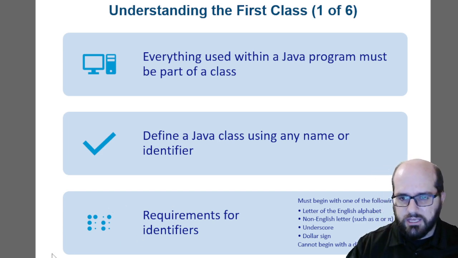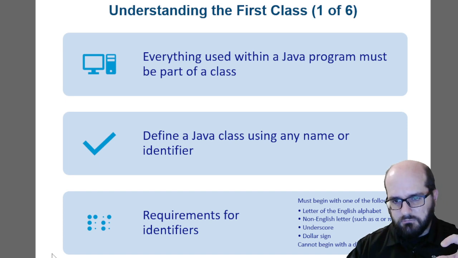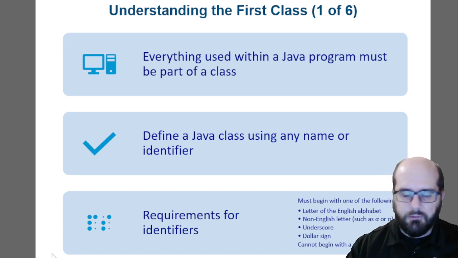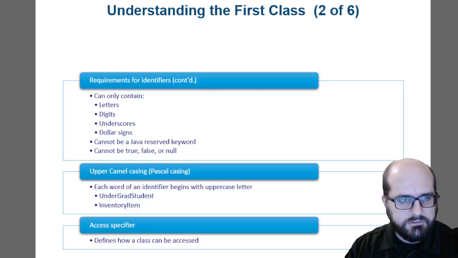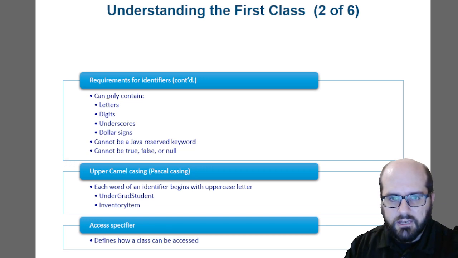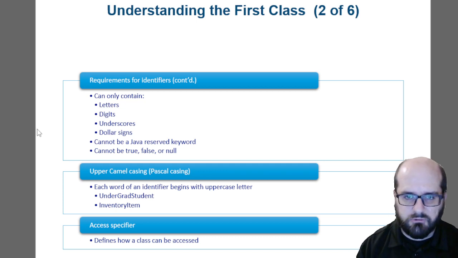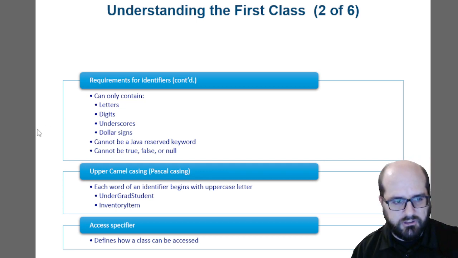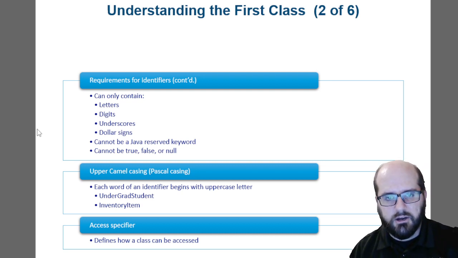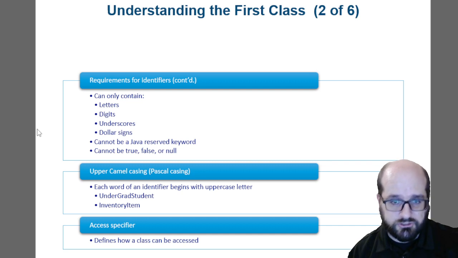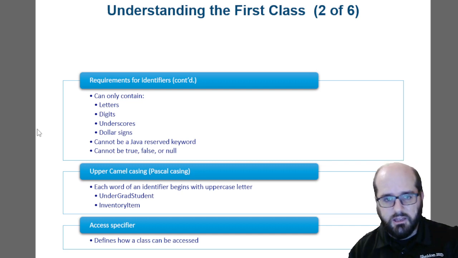So if you have like 1 pizza, that will not work as an identifier. They can only contain letters, digits, underscores, and $ signs. They cannot be a Java reserved keyword. There is a list of Java reserved keywords we will go into later. They cannot be true, false, or null. Those are also reserved keywords, but they cannot be that either.